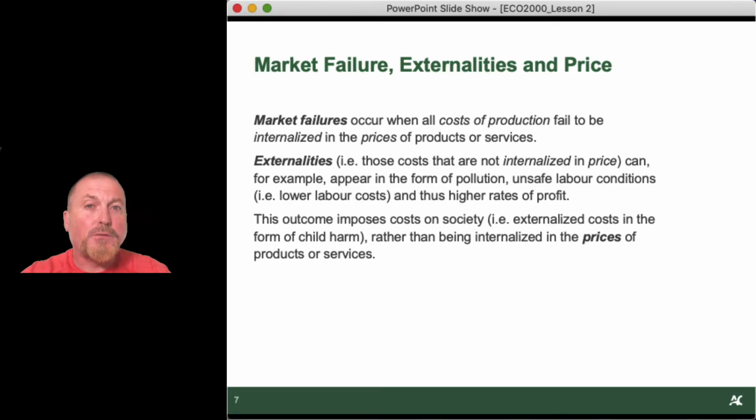There's a perception that the product is a lot cheaper to produce and use than it actually is, and that fosters further unsustainable exploitation of the environment. Externalities are those costs that are not internalized in price. They can appear in the form of pollution, unsafe labor conditions, child labor, and so on. All strategies designed to produce higher profits at lower product prices, right?